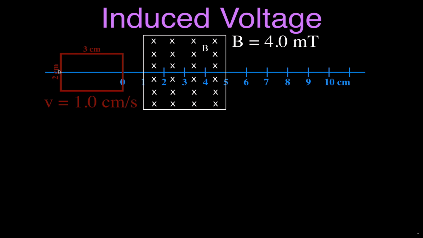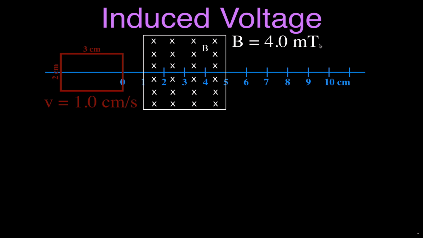So what we have here is a coil of wire that has a dimension of 2 centimeters by 3 centimeters. It is going to be moving with a constant velocity of 1 centimeter per second through this magnetic field across this grid from 0 to 10, and the magnetic field, which is defined by this region right here, is directed into the page as noted by these X's. The magnetic field strength is 4 milliteslas, which is 4 times 10 to the minus 3 teslas.